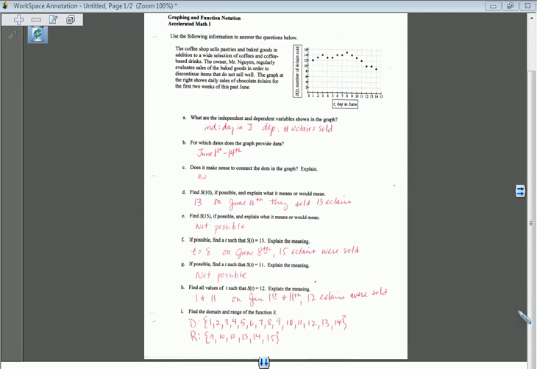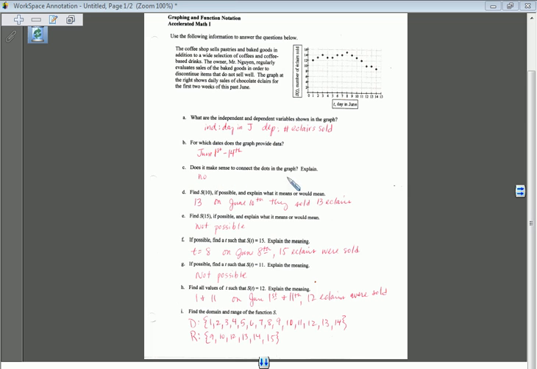Okay, on this worksheet, this was about the bakery and what they sold on the days June 1st through June 14th. And then it was how many of the chocolate eclairs that were sold on those dates. So the first question says, what are the independent and dependent variables in the graph? Well, the independent variable would be the days in June, and the dependent variable is the number of eclairs that were sold. For which dates does this graph provide data? It only goes from June 1st to June 14th.